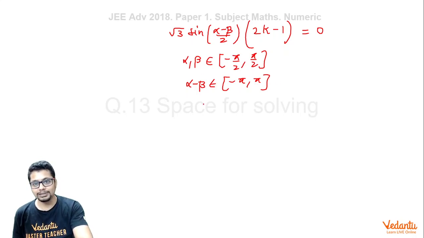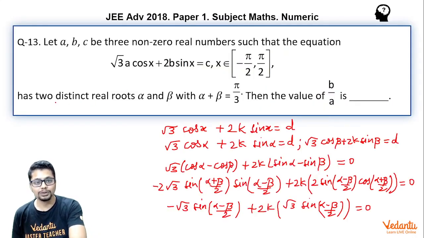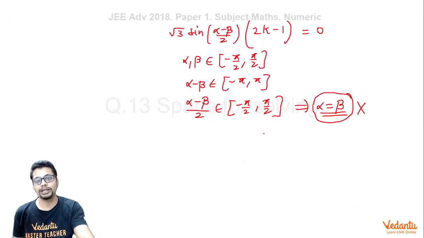Now here we are concerned not with alpha minus beta but (alpha minus beta) by 2, which will belong to minus pi by 2 closed to pi by 2 closed. Now for sine of (alpha minus beta) by 2 to be 0, given that (alpha minus beta) by 2 is between minus pi by 2 closed and pi by 2 closed, (alpha minus beta) by 2 should be 0. That means alpha should be equal to beta for sine of (alpha minus beta) by 2 to be 0. There is no other possibility. And even this possibility is rejected. Why? Because it is given that the roots are distinct. These two roots alpha and beta are distinct.